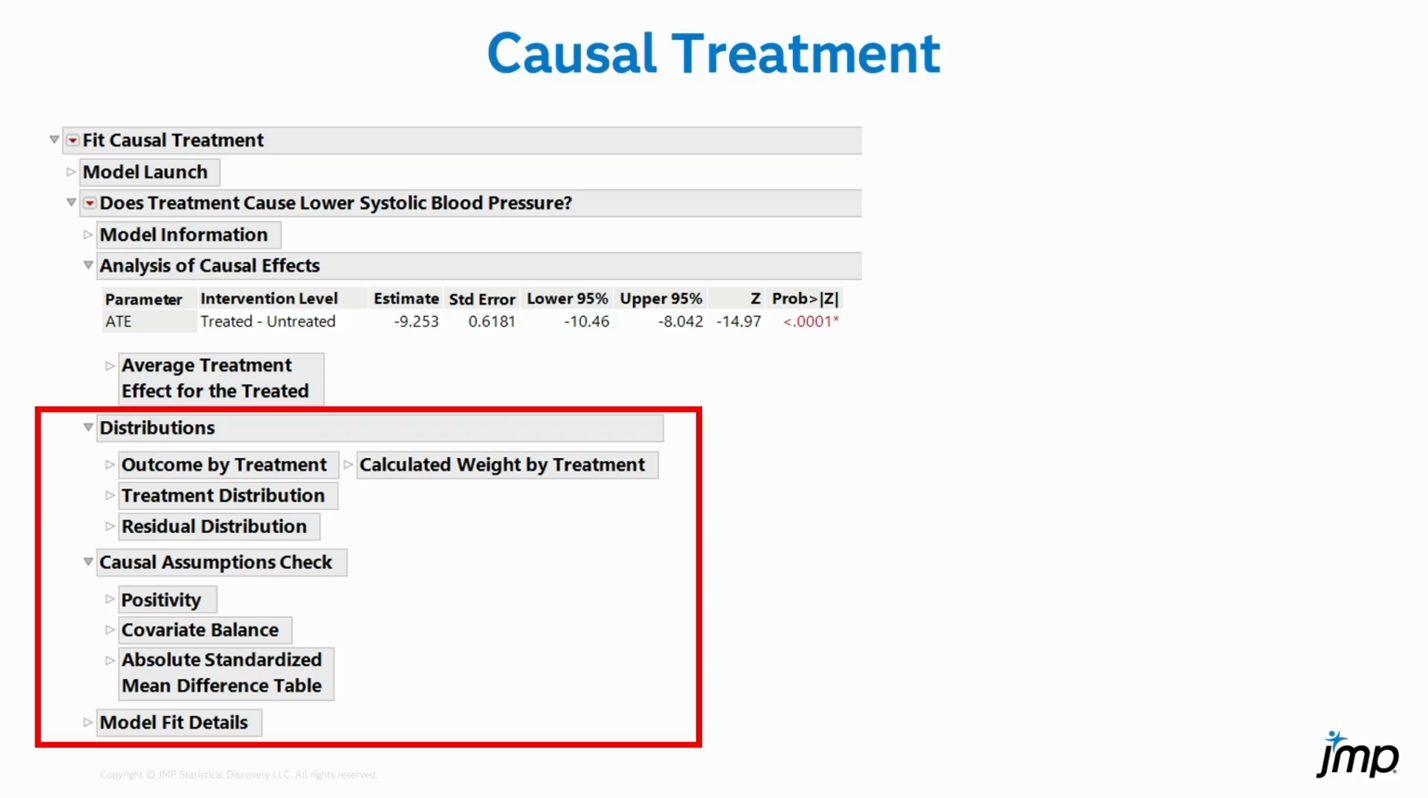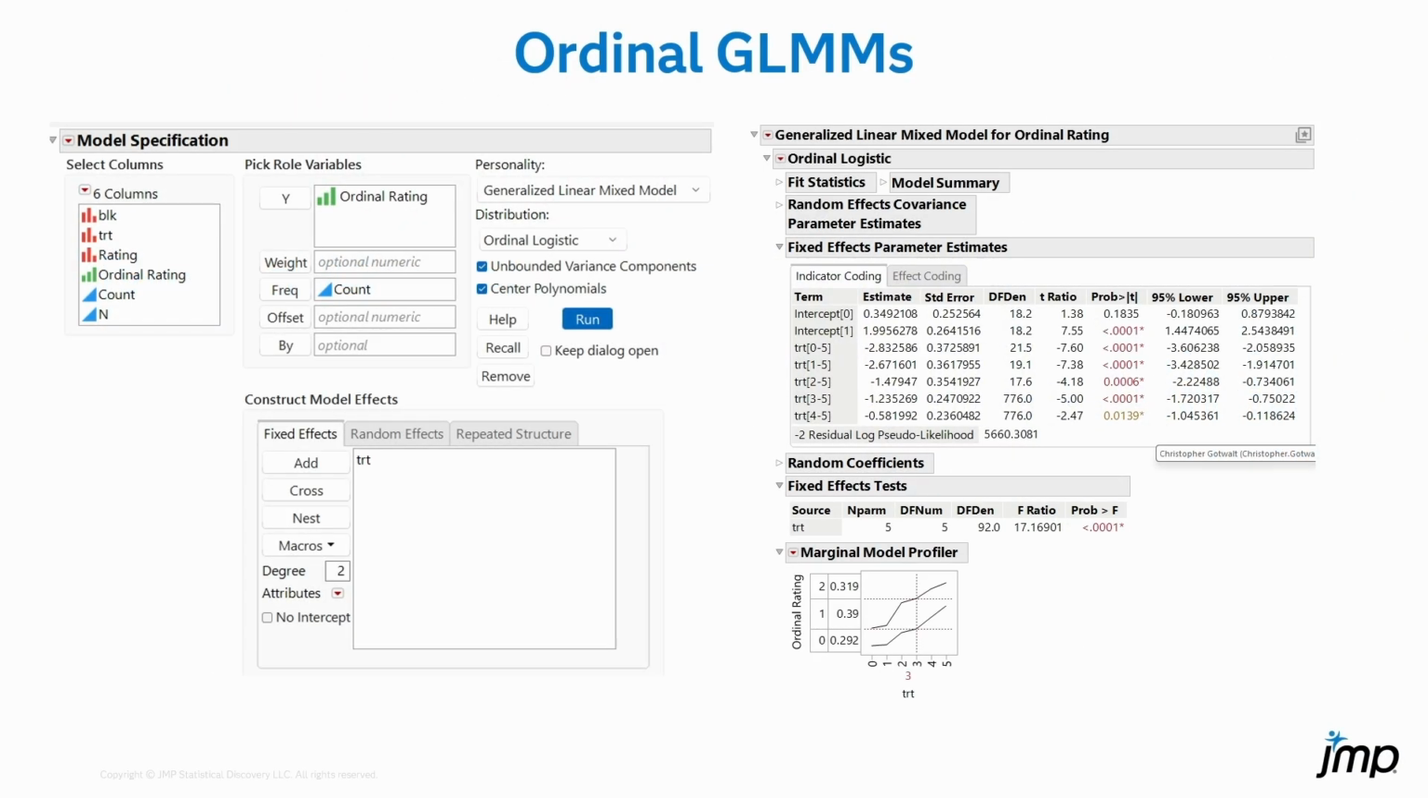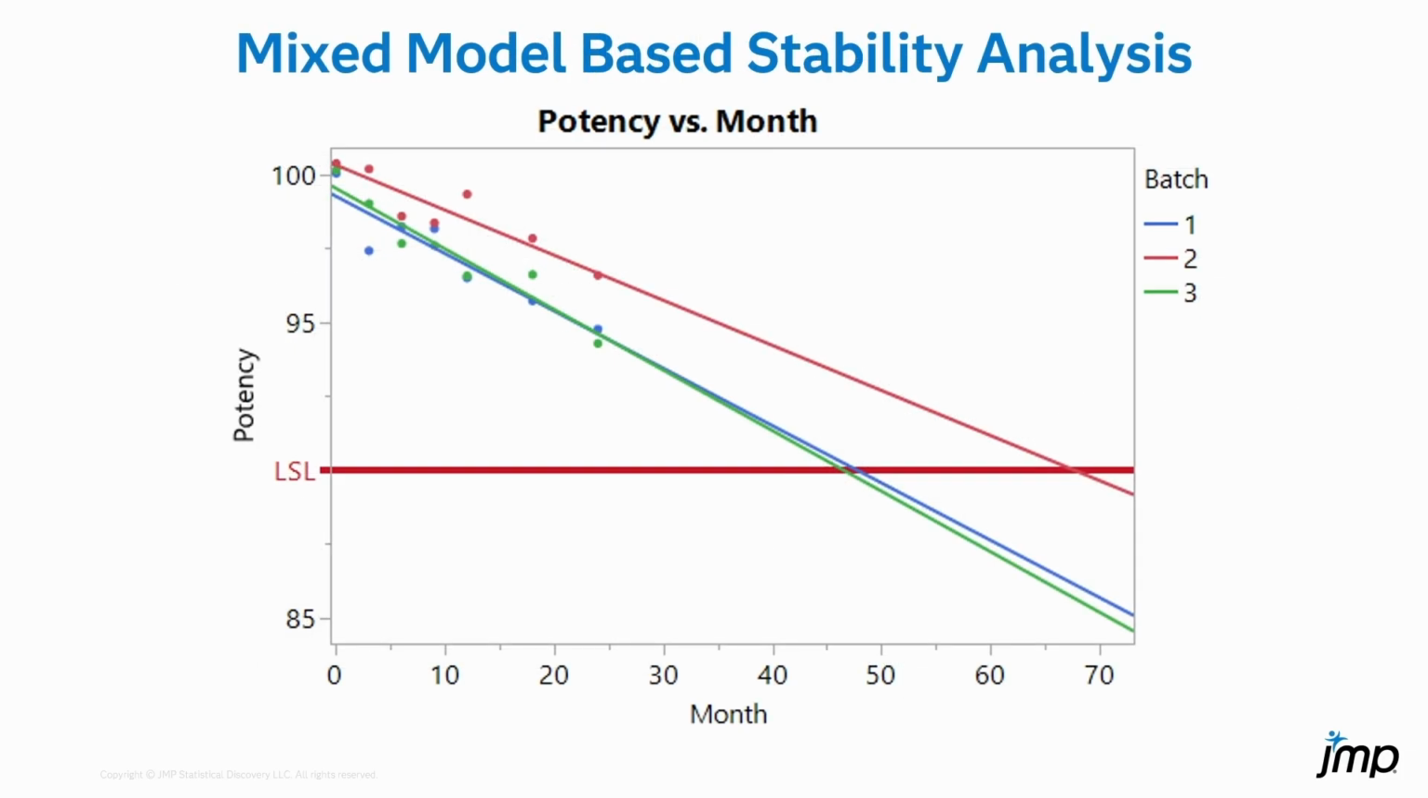JMP Pro has really come a long way to make mixed models accessible to researchers that would prefer a JMP user interface over using a programming language. And even more so with the addition of ordinal responses so that Likert scale survey data can be analyzed in the platform. We've also added a stability analysis module for determining expiration dates.